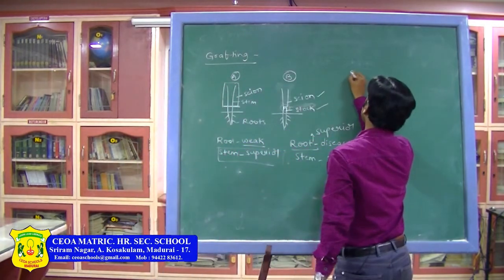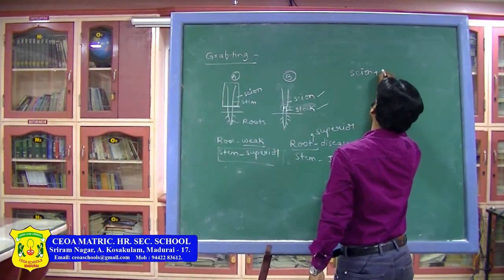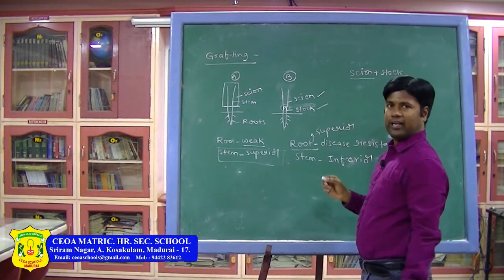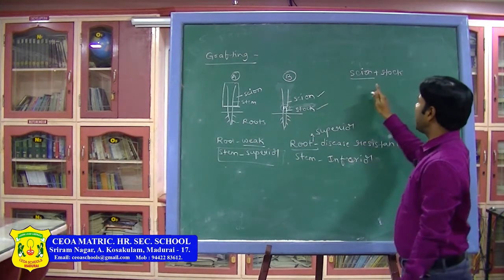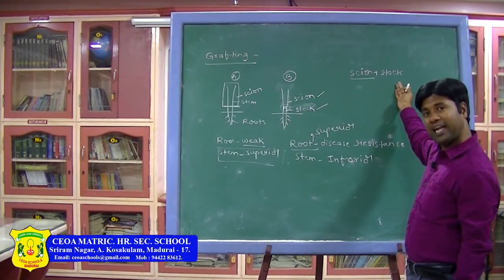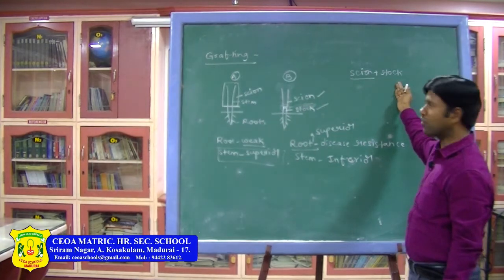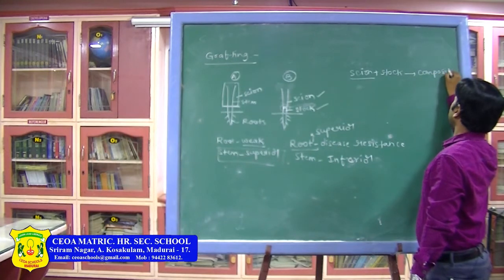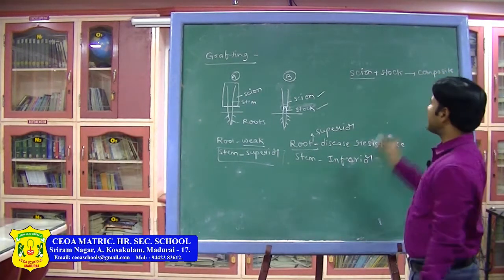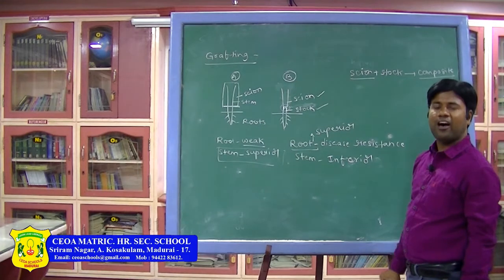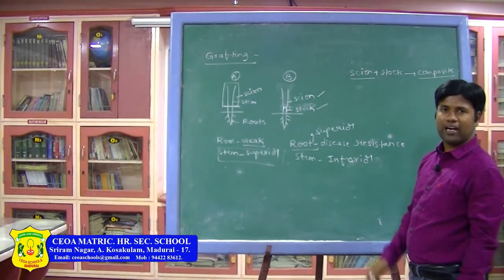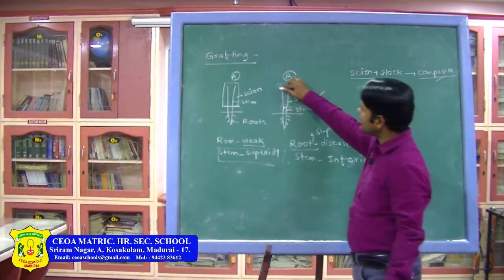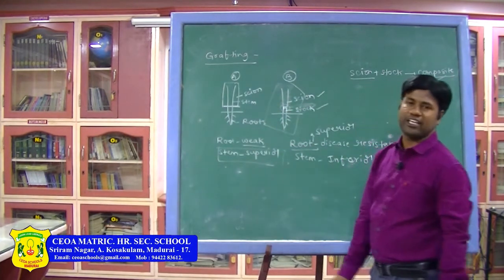Now see here, scion plus stalk. Scion is a part of a plant, and stalk is another plant part of the same species. Then both together, what are we getting? A composite plant which has disease resistance and all the new or good characteristics. So this is about grafting.